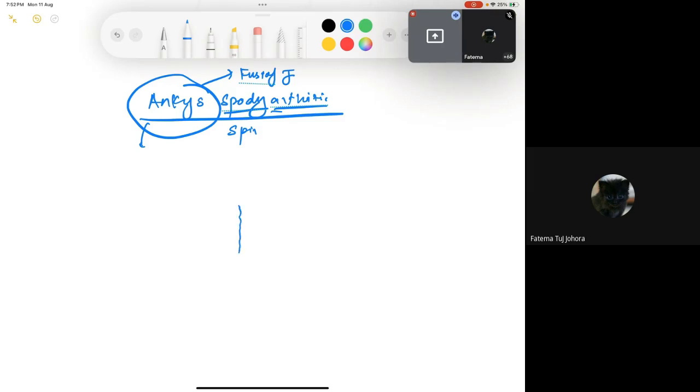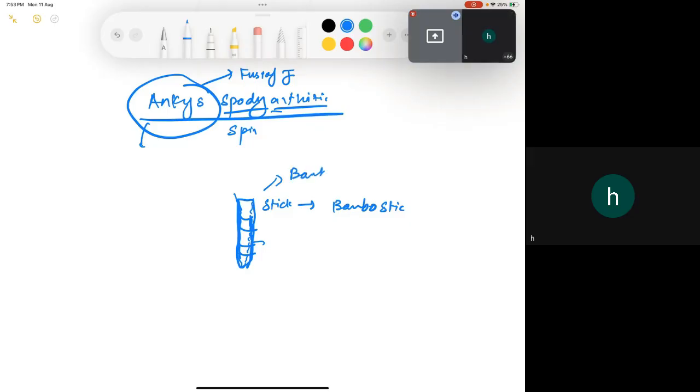For example, if this is your spine, down to the coccyx, and the joints fuse with one another, it's going to appear as a stick, with only the lines present in the stick, because the joints have been fused. Can the appearance be the same as that of a bamboo stick? Yes, so we are going to have a bamboo spine. Why? Because on X-ray, with ankylosis of the spine, it's going to appear as a bamboo spine, right?